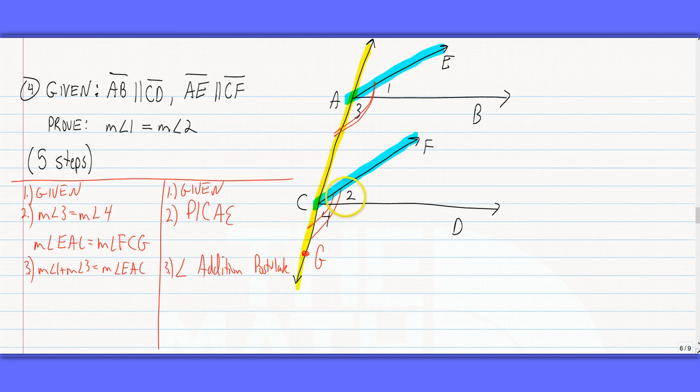And likewise at the bottom, I'm going to get angle 2 into the proof. And I see the angles 2 and 4 together make up angle FCG. So we'll say that the measure of angle 2 plus the measure of angle 4 is equal to the measure of angle FCG.